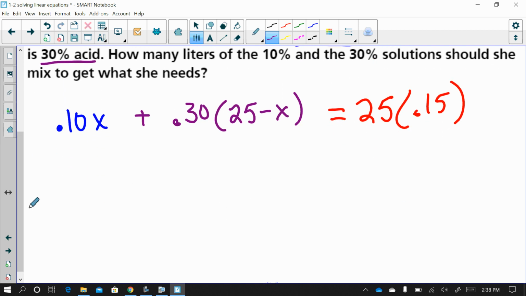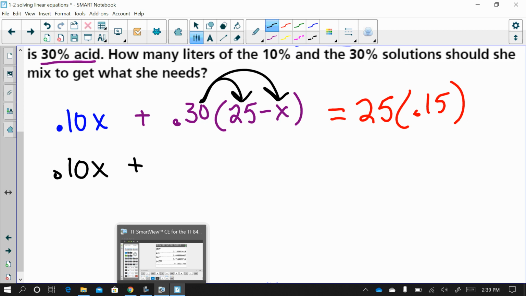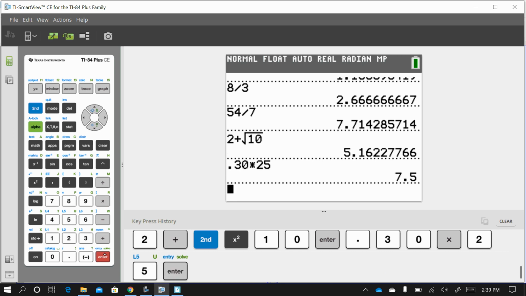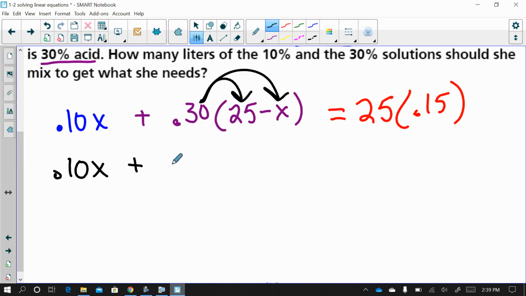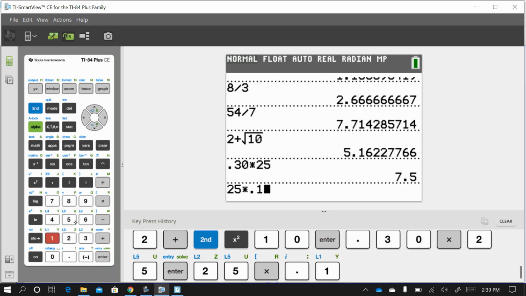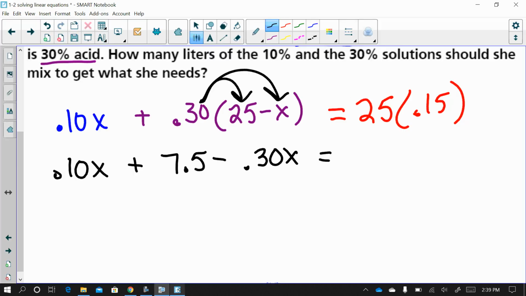Okay, now, since it's set up, I can go ahead and solve. So the first thing we should probably do is distribute. Okay, so 0.10x plus, I don't know 0.30 times 25 off the top of my head, so let's do our handy dandy calculator. 0.30 times 25, 7.5. Okay, so I get 7.5 minus 0.30x equals, and you can go ahead and multiply this together right here. 25 times 0.15, 3.75.